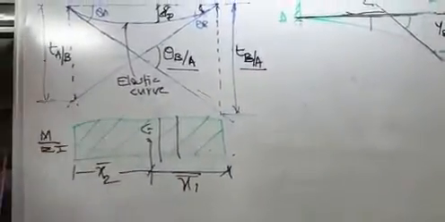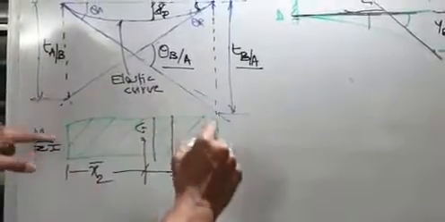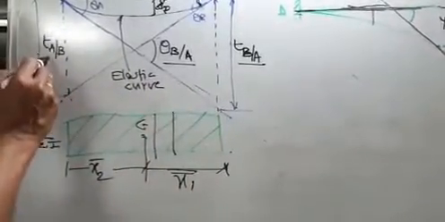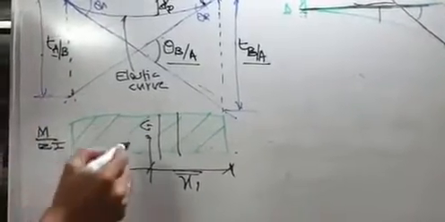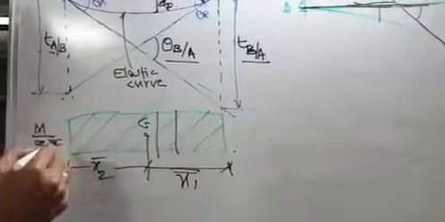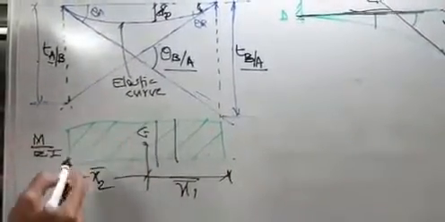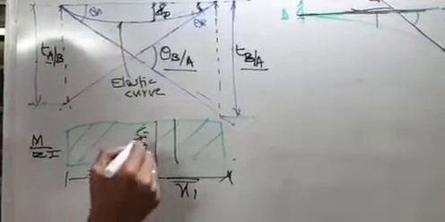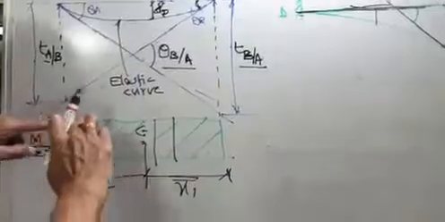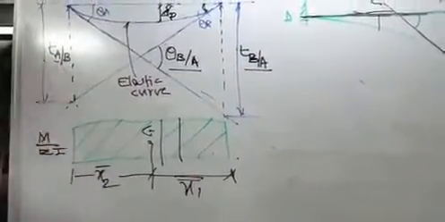Suppose you want TAB. Now you have to take the moment of the area of the M by EI diagram between these two points about A, because I am finding the tangential deviation at A. The area of the M by EI diagram between these two points is multiplied by the distance of the CG of that diagram from A. Let x2 bar be the distance of the CG of this figure from A. Then the area of the M by EI diagram multiplied by x2 bar gives you TAB.